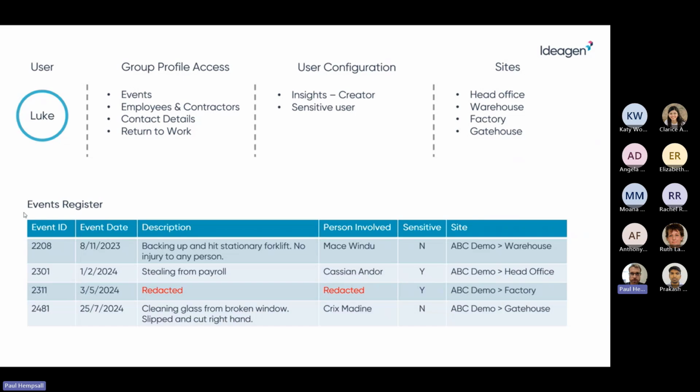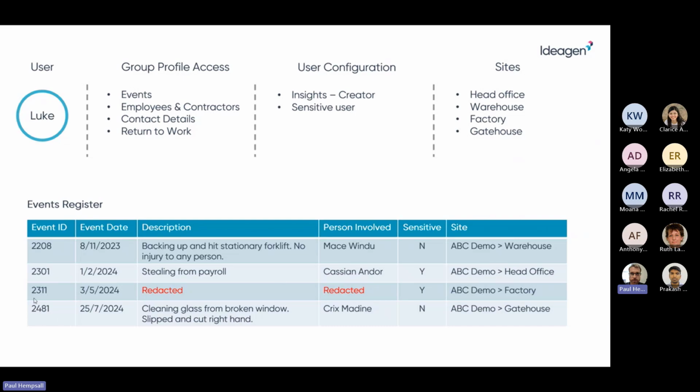So when Luke goes into the events register, Luke's able to see events across all of the sites that he's got access to. And there's a few things that are important to have a look at here. So some of these sensitive events, we've got 2 events here in this register that are sensitive. Now, one of them you can see that Luke can see the description for and the people involved and actually see details against that sensitive event.